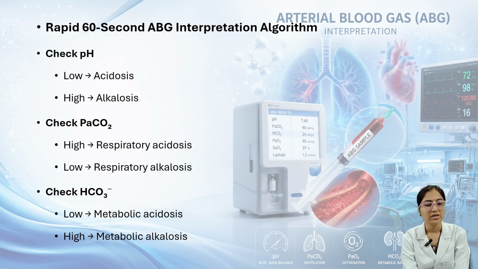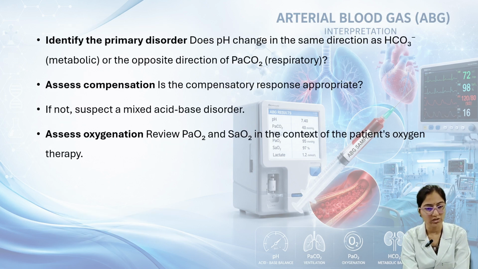Now we'll see the rapid 60-second ABG interpretation algorithm. First we need to check pH. Very important, pay attention. If pH is low, it is acidosis. High, alkalosis. Then check PaCO₂. If it is high, respiratory acidosis. If it is low, respiratory alkalosis. Then check bicarbonate. If it is low, metabolic acidosis. If it is high, metabolic alkalosis.